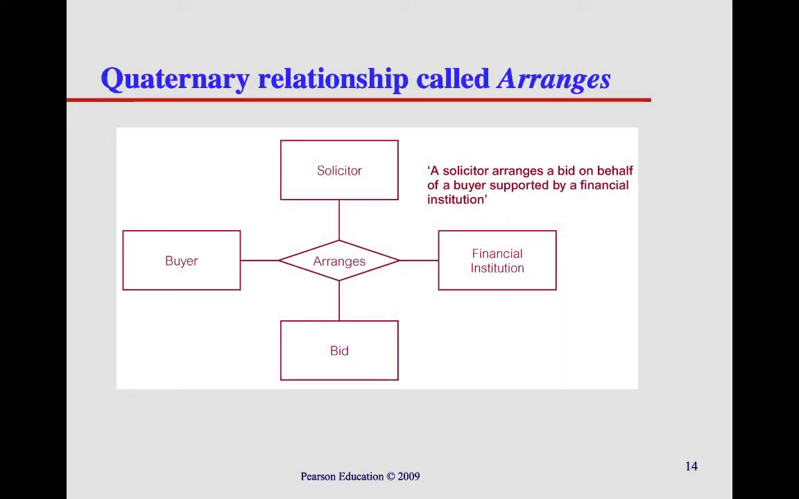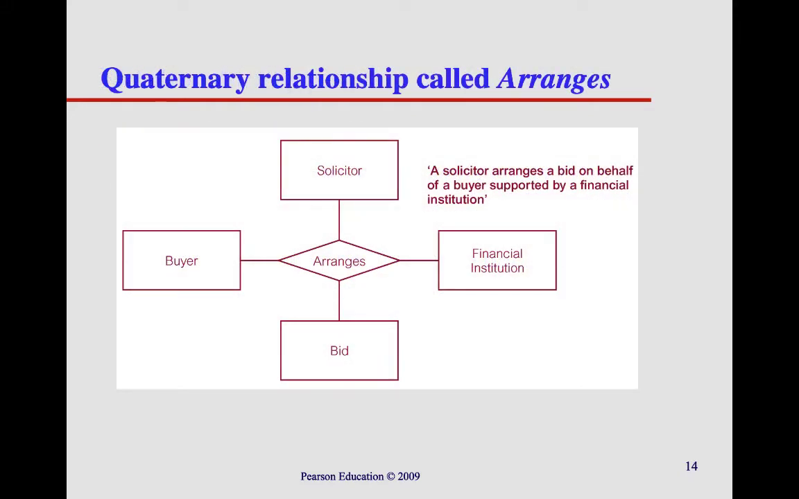Okay, here's a 4-way relationship. So a solicitor arranges a bid by a buyer, and that is supported by a financial institution, for example, a mortgage institution. So you actually could, in the dream home, if this was a realtor, you might say realtor arranges for a buyer to make an offer on a home supported by a mortgage from some bank. So this would be a four-way relationship.